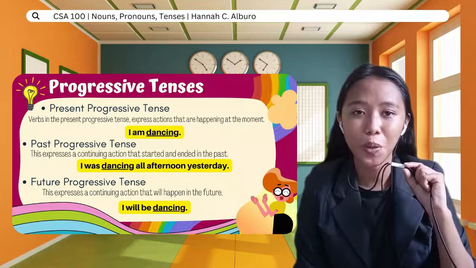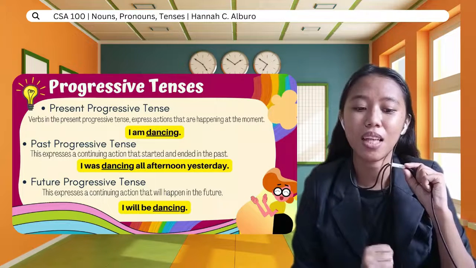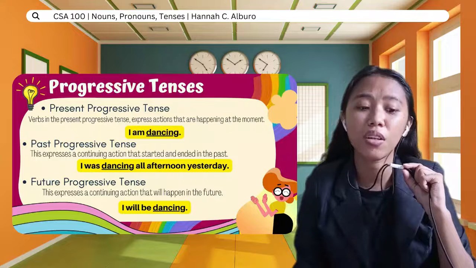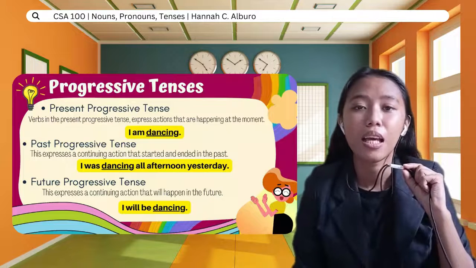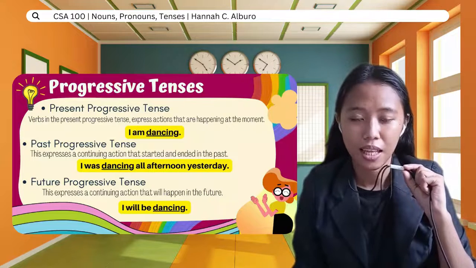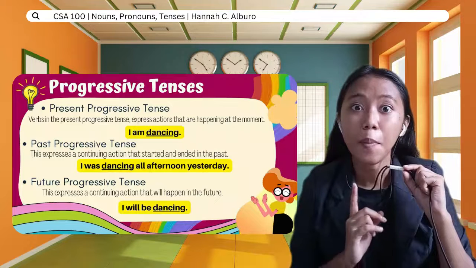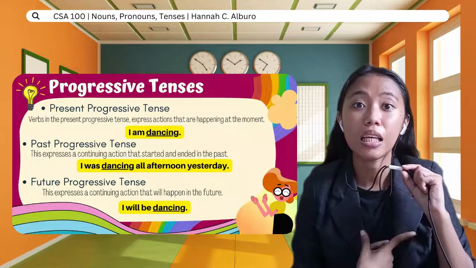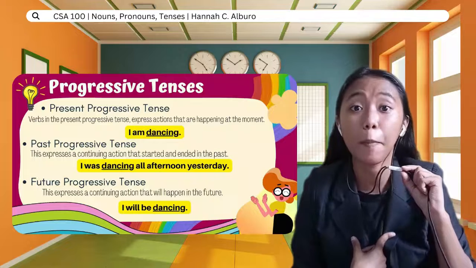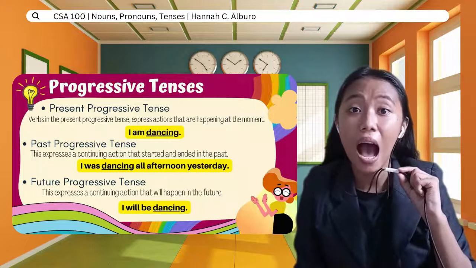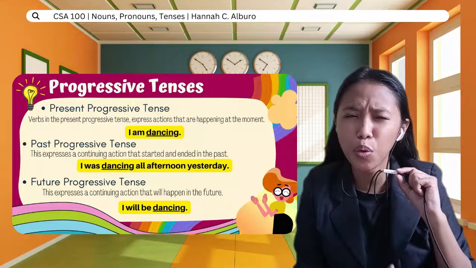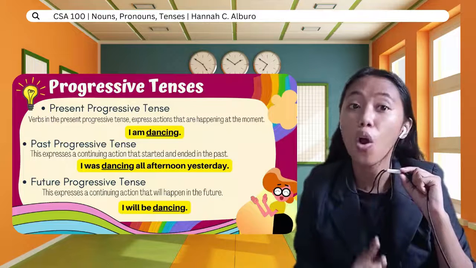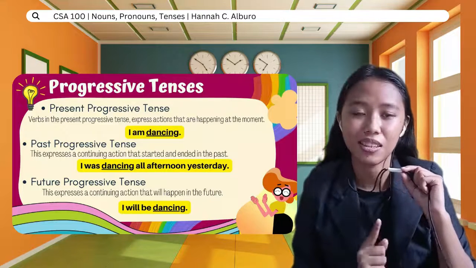Next, for the past progressive tense, this expresses a continuing action that started and ended in the past. Let's take a look at the sentence. I, then, plus the be verb that should be in past form, was. I was, plus the ing form of the verb, dancing, all afternoon, yesterday.